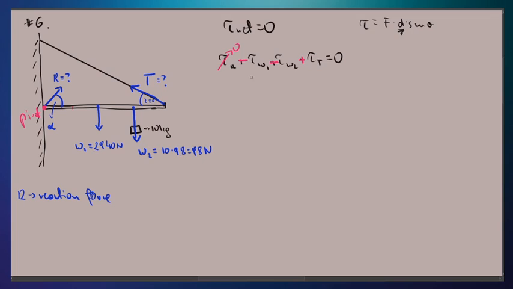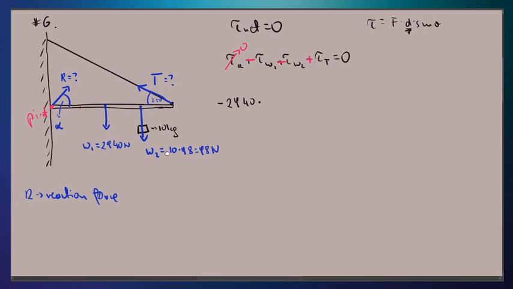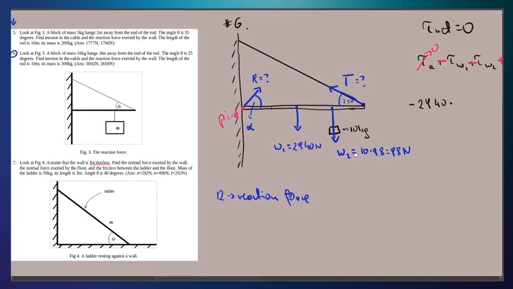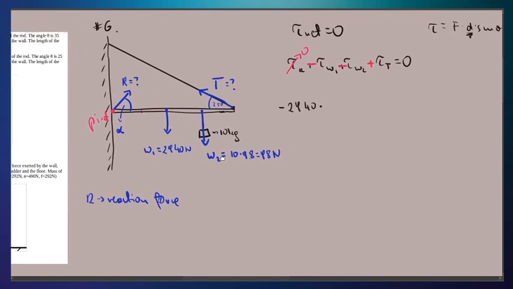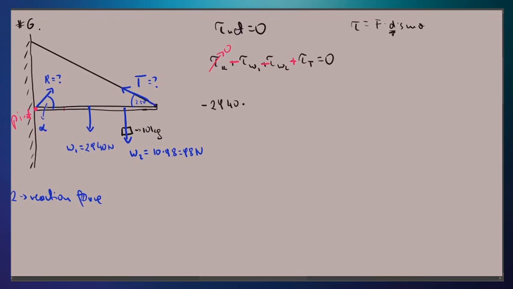Let's substitute whatever I can. So the torque produced by weight 1 would be negative 2940 times, I need the distances. All right, so how long is this bar? This bar is 10 meters long. If it's 10 meters long, then that means that I have 5 meters this way. So I put here times 5 times the sine of 90, because this is at 90.